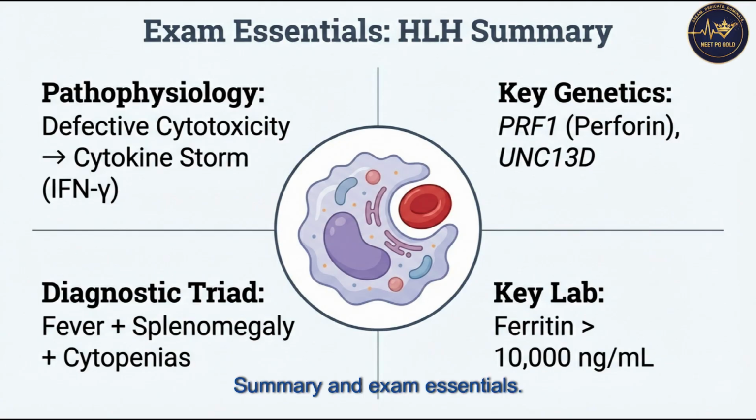Summary and exam essentials. To wrap up, here's your exam summary. Pathophysiology, defective cytotoxicity leading to a cytokine storm driven by interferon gamma. Key genetics, PRF1, perforin, and UNC13D. Key diagnostic triad, fever plus splenomegaly plus cytopenias. Key lab, ferritin greater than 10,000 nanograms per liter.